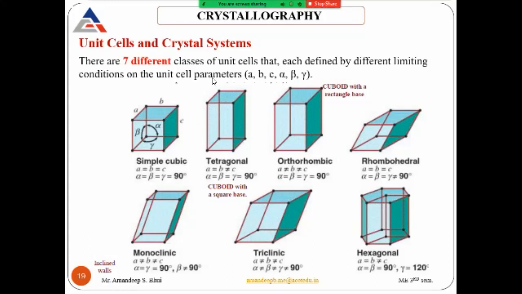So depending upon the unit cell parameters or lattice parameters, that is a, b, and c, alpha, beta, and gamma, we can have 7 different types of unit cells. And they are simple cubic, tetragonal, orthorhombic, rhombohedral, monoclinic, triclinic, and hexagonal shape.